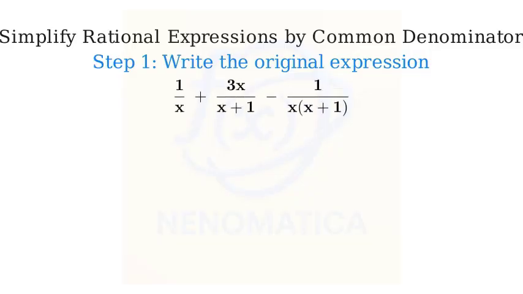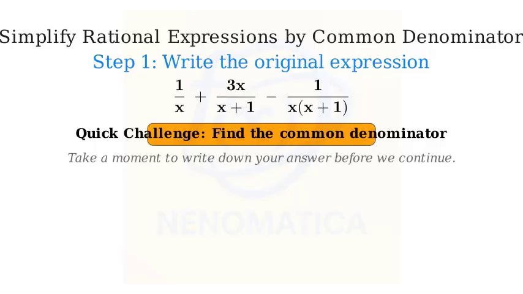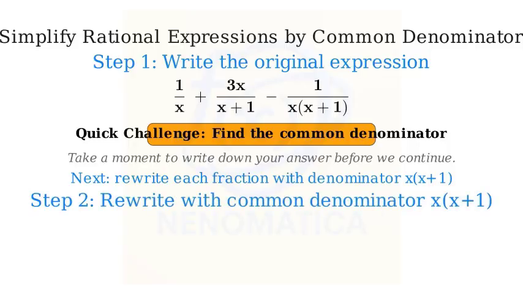1 over x plus 3x over x plus 1 minus 1 over x times (x plus 1). Quick challenge. What is the common denominator for these fractions? Pause and think for a moment. The next step is to write all fractions with the common denominator x times (x plus 1). Step 2. Write all fractions with the common denominator x times (x plus 1).